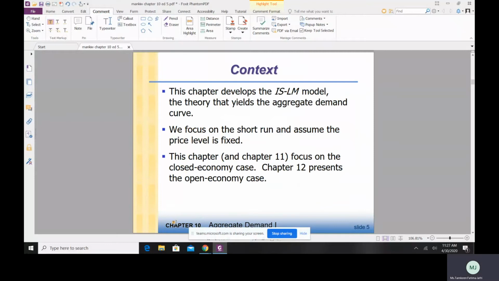So this chapter develops the IS-LM model, the theory that yields the aggregate demand curve. In the previous chapter I gave you a little background on how we derive aggregate demand, but now I want to develop it more systematically in this chapter. We focus on the short run and assume that prices are fixed. In this chapter and the next, we're going to focus on the closed economy. We'll continue to assume that net exports is zero, whereas in chapter number 12 we're going to consider the case of the open economy.